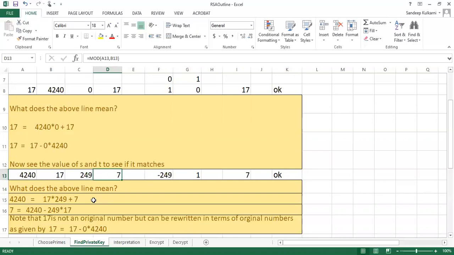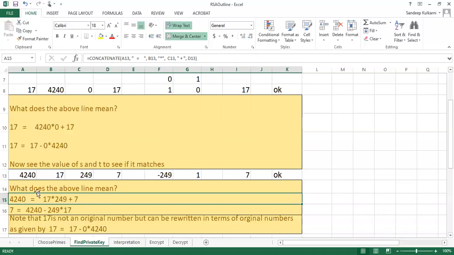So the meaning of this line is 4240 is 17 times 249 plus 7. So that's the meaning of the whole idea of the quotient and remainder. We're going to write the remainder in terms of the original numbers. So we have 4240 minus 249 times 17. So the number that multiplied 17 is minus 249.